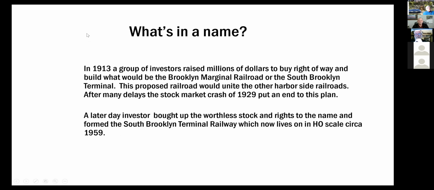So what's in a name? In 1913, some investors got together and raised, I think, $21 million or so to buy right-of-way to build what they were going to call the Brooklyn Marginal Railroad, which was actually the South Brooklyn Terminal. They fiddled around too long. In 1929, the stock market crash put an end to any plans of building that railroad and uniting the other harbor railroads. So a savvy investor bought up the worthless stock and rights and formed the South Brooklyn Terminal Railway, which now lives in HO scale, 1959.